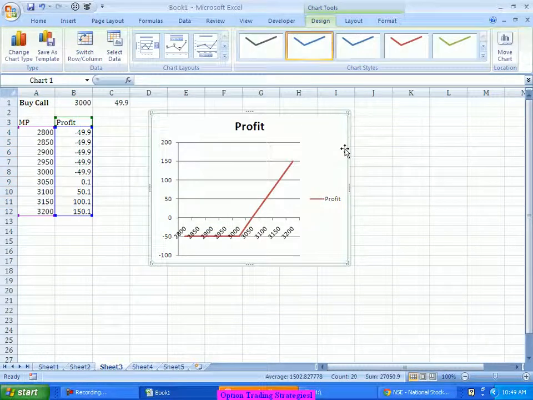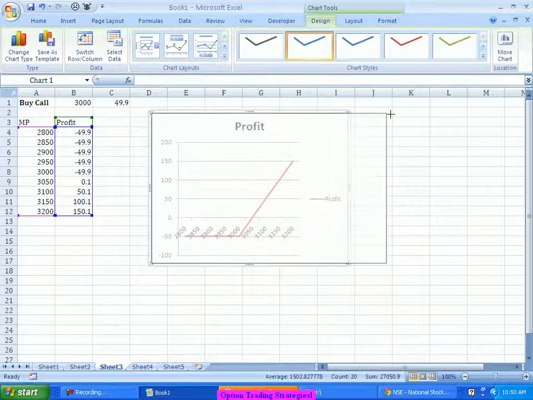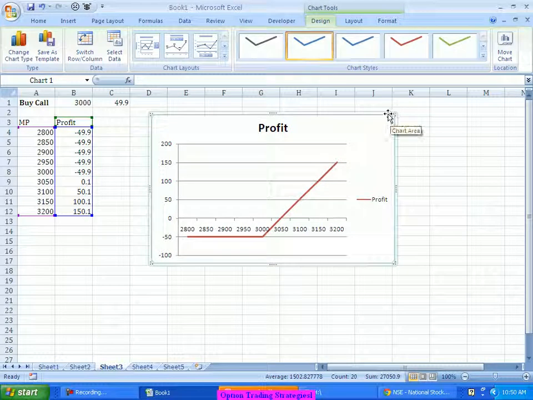Okay, this is the graph for buying a simple call option. Now what you are seeing, the profit is unlimited. It's going up and up. It's showing an upward movement, but the loss is limited. So this is the shape of buying a call option.